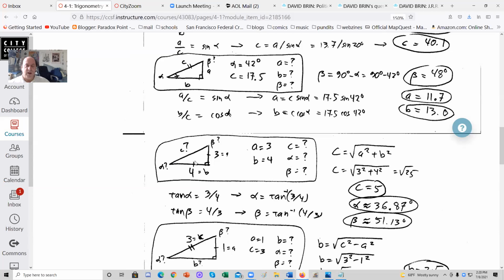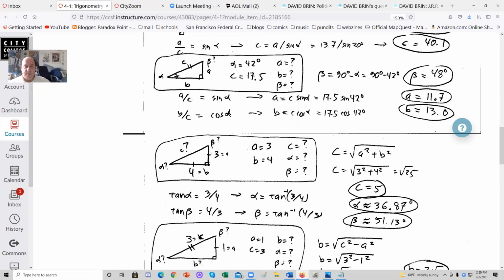Now, here we have a right angle triangle. We have two sides. A is 3 and B is 4. What's the side C? What are angles beta and alpha? Okay, here we have two sides, the two short sides. To find the long side, we'll use the Pythagorean identity. C is root A squared plus B squared. In this case, it's root of 3 squared plus 4 squared. That's root 25 or 5. This is the 3, 4, 5 triangle.